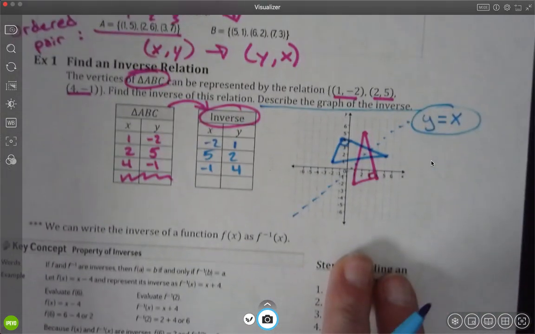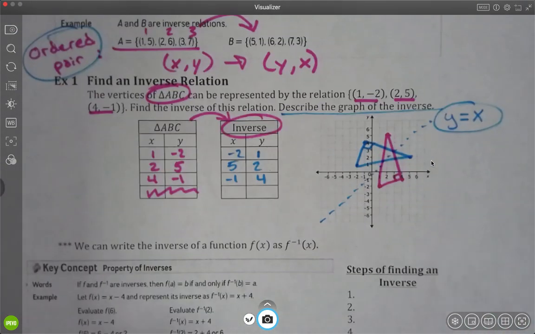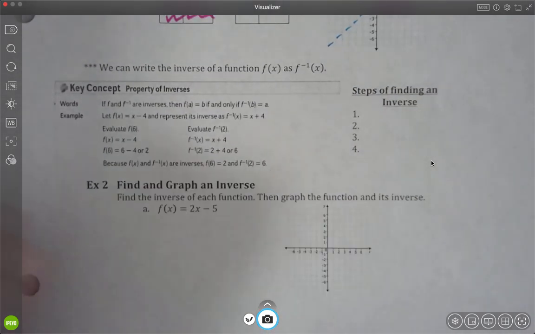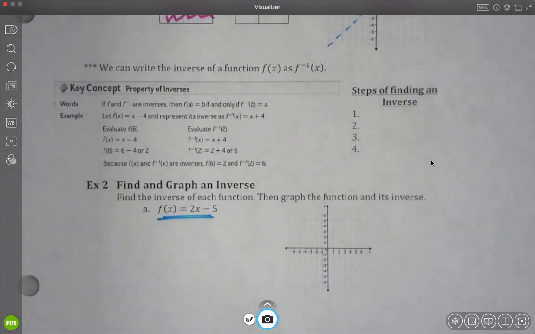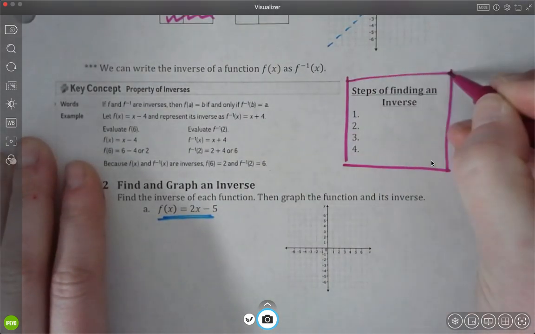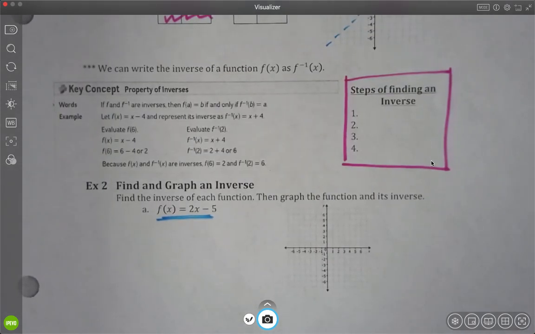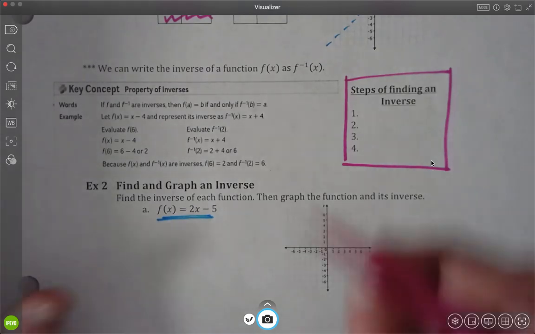Okay. Now this was when you had an ordered pair. Ordered pairs mean x comma y. But when you have an equation like this, you have to do something different. And it's not too much harder. What you do is these steps right here. These 4 steps are what you're going to do every single time when you have an equation. So here are the steps. We're going to do the steps to this function.